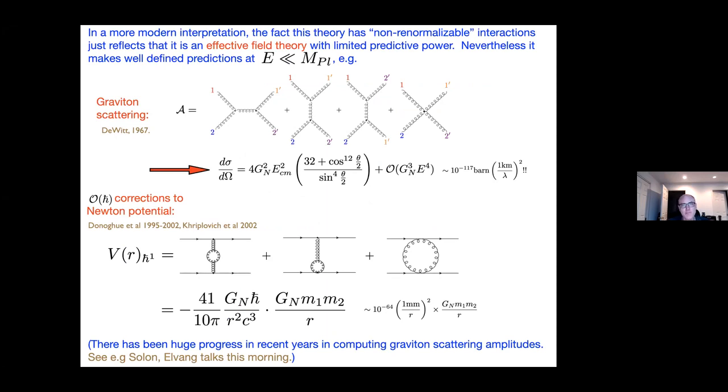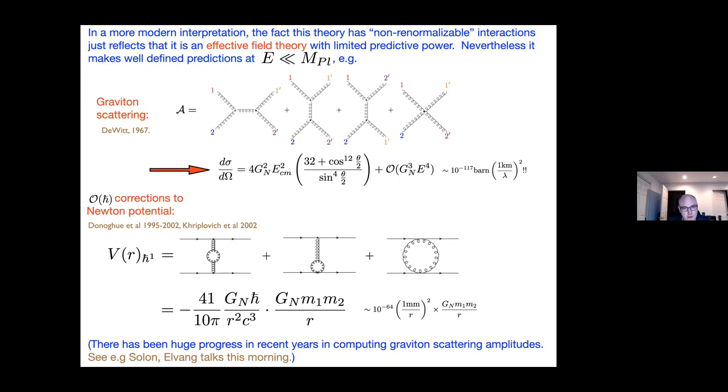So the fact that there's a huge number of interactions leads to an arbitrarily high dimension, leads to UV problems, which in modern terms we understand to mean that this theory is just a low energy effective field theory, which has limited predictive power, but nevertheless it can make definite predictions. And so here I just list a couple.